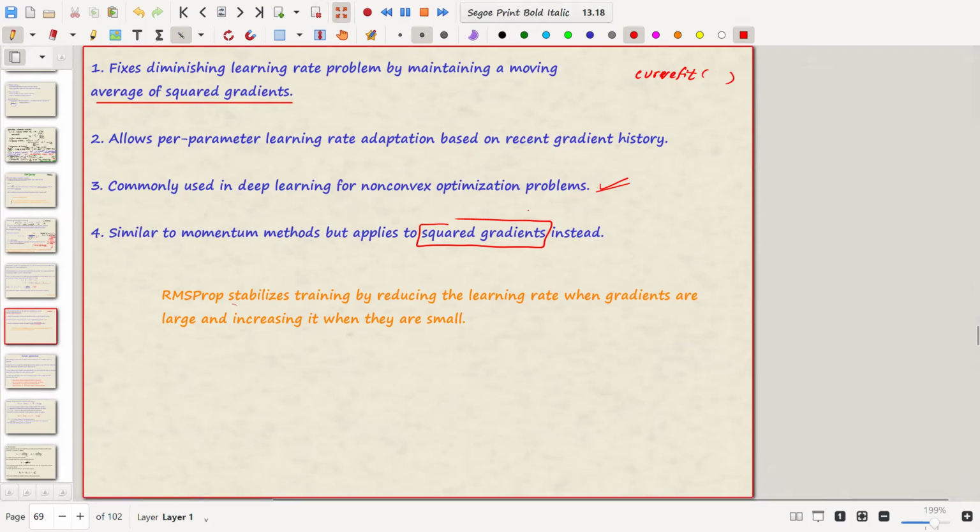And some more things about RMSProp. It stabilizes your training. Okay. It stabilizes your training by reducing the learning rate when gradients are large. Remember this carefully. It's a very important statement. So, by how it stabilizes the training, just read this: reducing the learning rate when gradients are large.